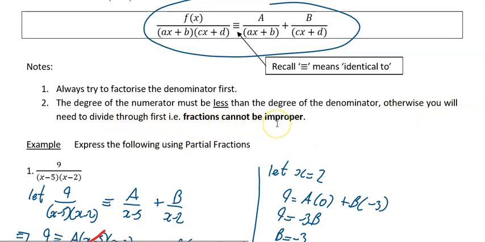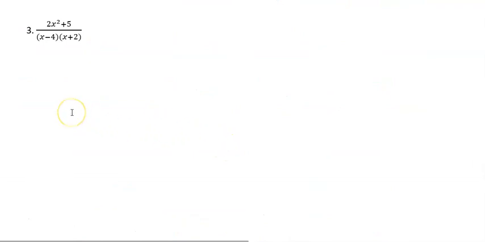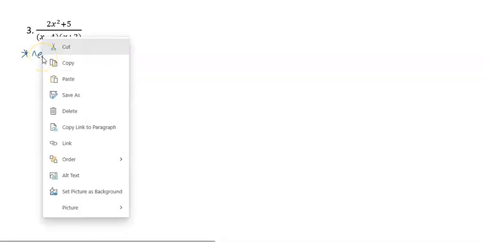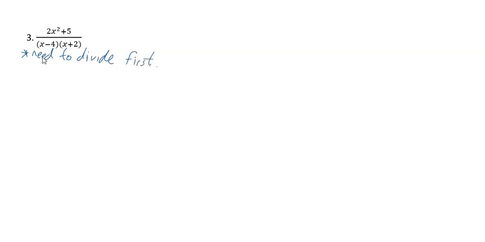So fractions cannot be improper, so the top line cannot be bigger than the bottom line, basically. So we go back to this example. First thing we need to do here is divide. So when we say we're dividing, we're going to do our 2x squared plus 5, and we're dividing it by x squared minus 2x minus 8.